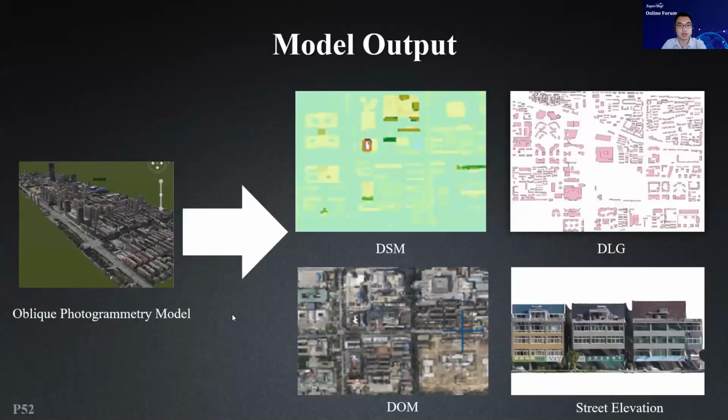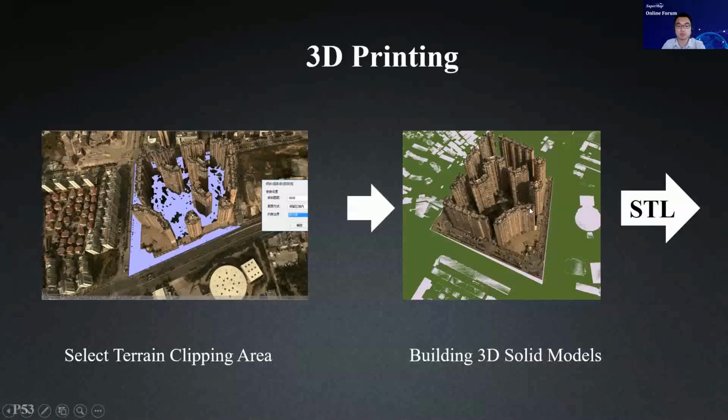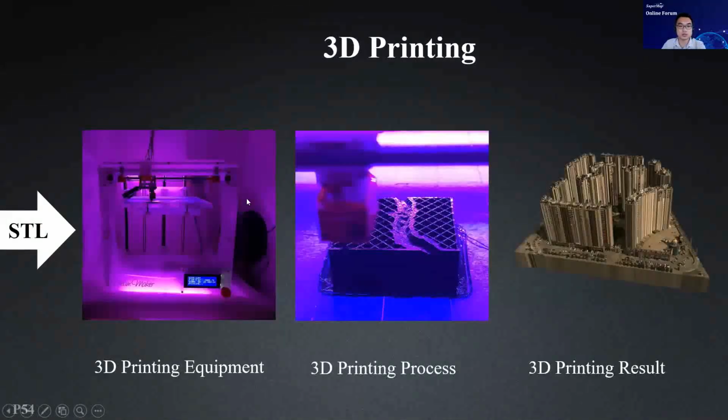Like here, we have the optical photogrammetry model, it's a 3D model. Then we can also generate the DSM, DRG, DOM, or some street elevation using our software. And we also support 3D printing. We support the STL format. So after you do the modeling, you can generate the STL format and print it using a 3D printer. So this is a result.